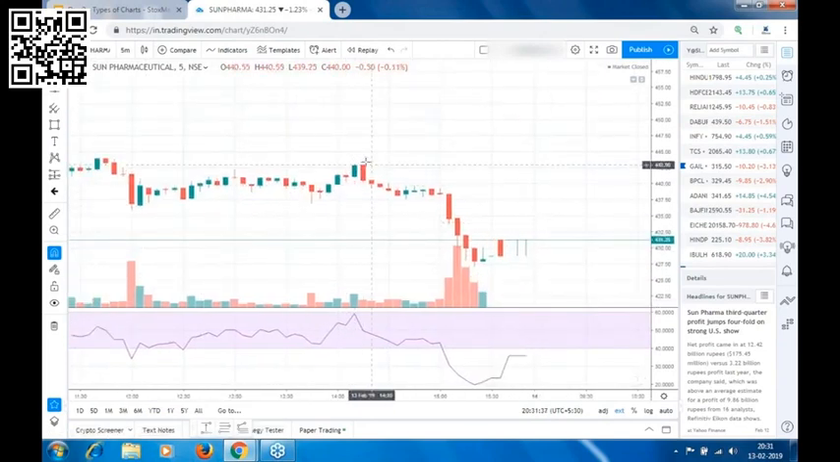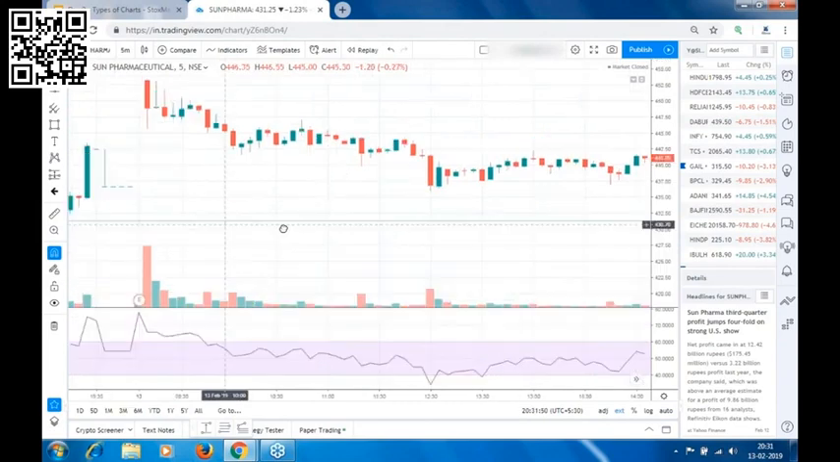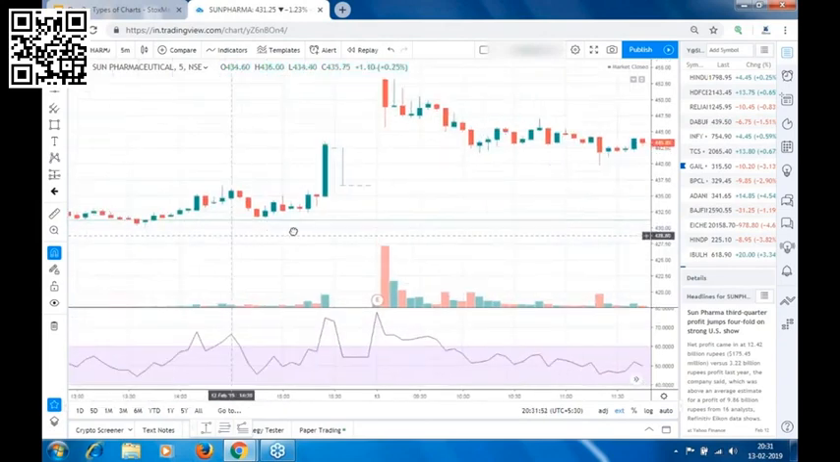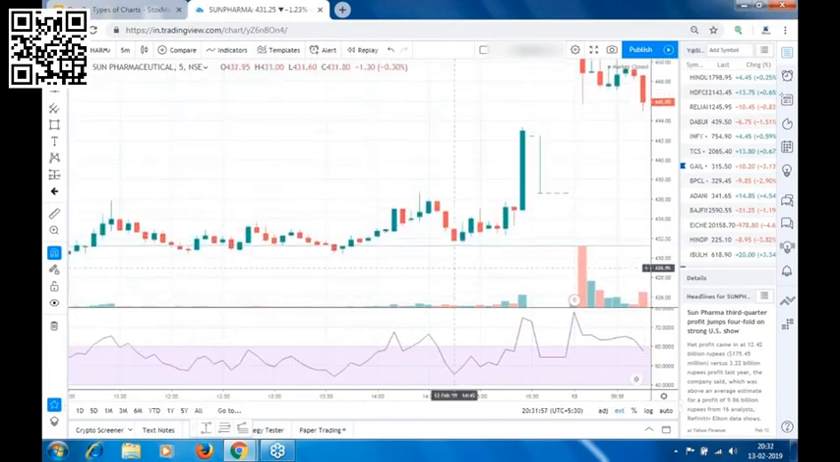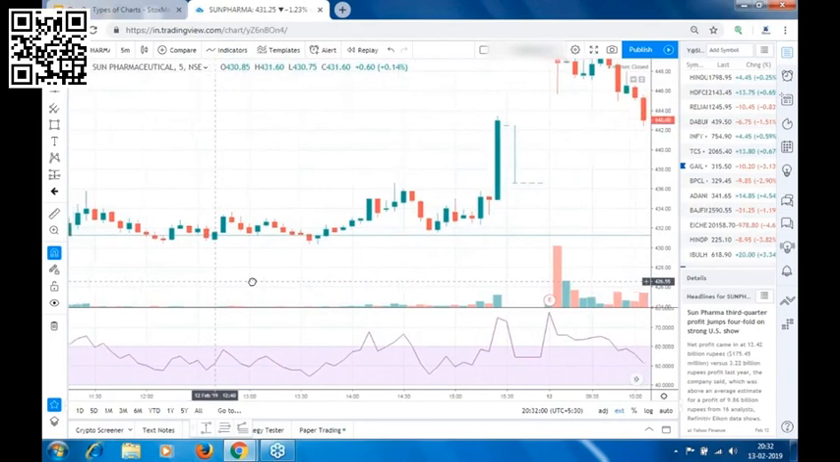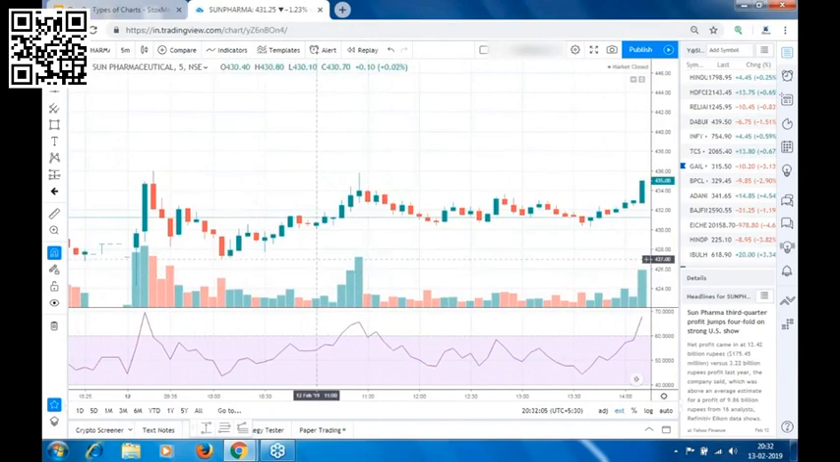Now see this candle. This is more like your bearish engulfing, and then you can see the fall in the market. See, this is more like your dark cloud cover. Not exactly like a dark cloud cover, but then also you can see the fall in the market.